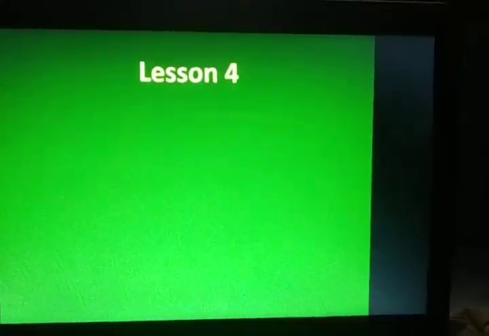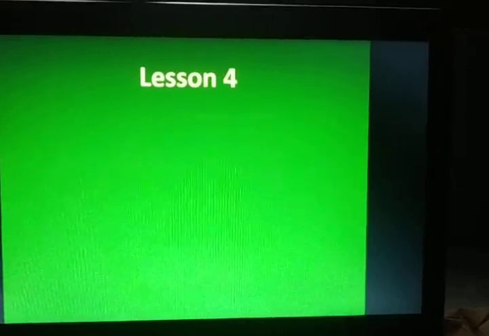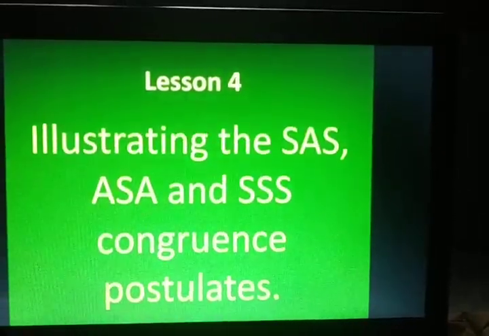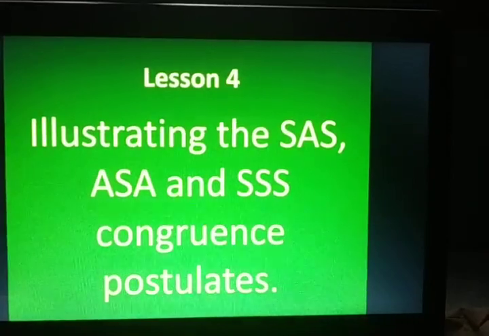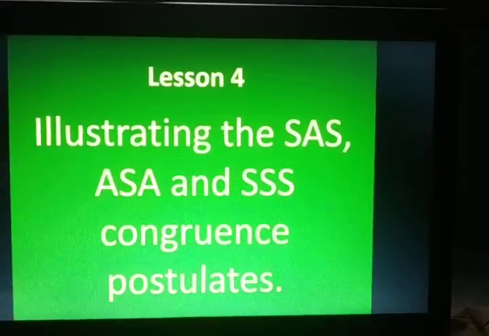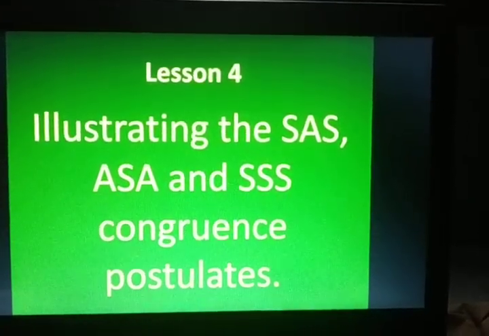Good morning, everyone. Let's continue our lesson now to lesson 4 of our quarter 3. And this is entitled Illustrating the SAS, ASA, and SSS Congruence Postulates.